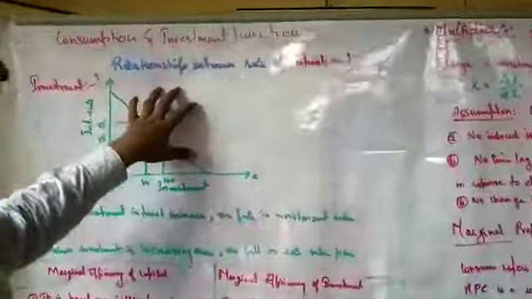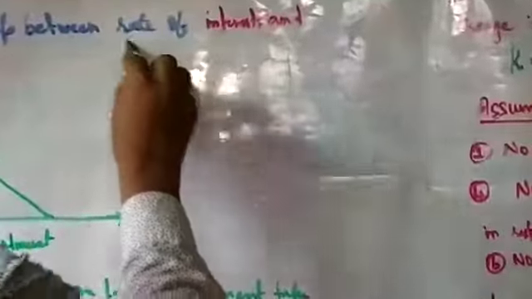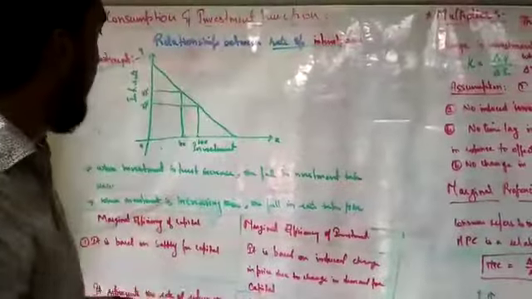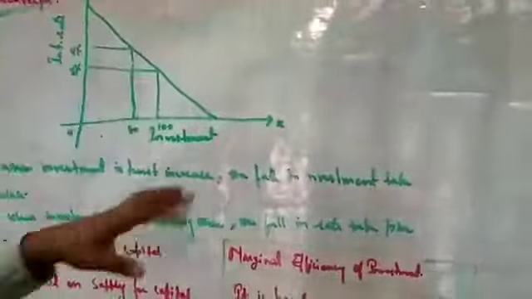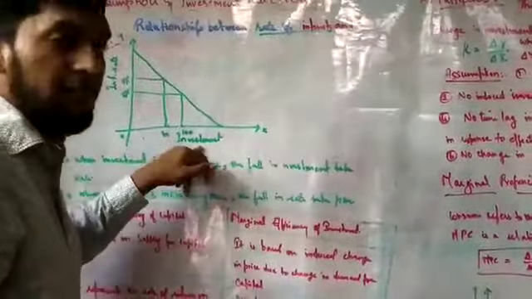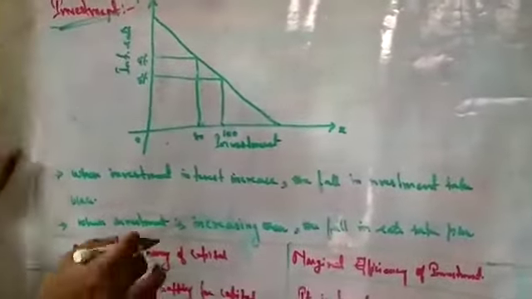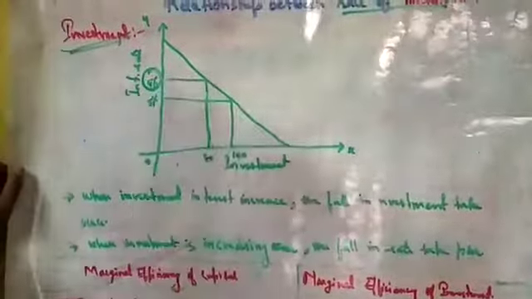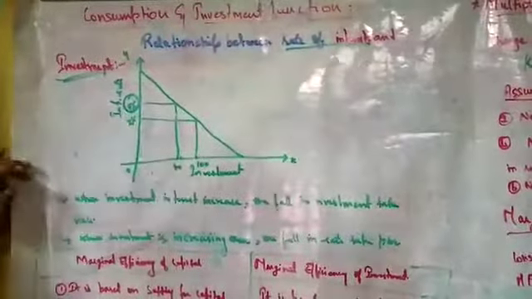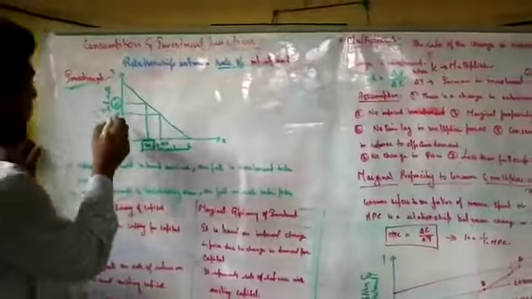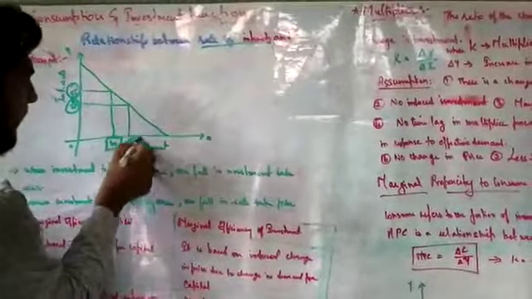Today we'll learn the relationship between rate of interest and investment. So what is the relationship between rate of interest and investment? With the help of this diagram we'll try to understand. We have taken x-axis as investment, y-axis as interest rate. See, when the interest rate is 8%, 80 people come for the investment. When it is reduced to 5%, 100 people come for the investment. So simply, when the interest rate increases, a fall in investment takes place.